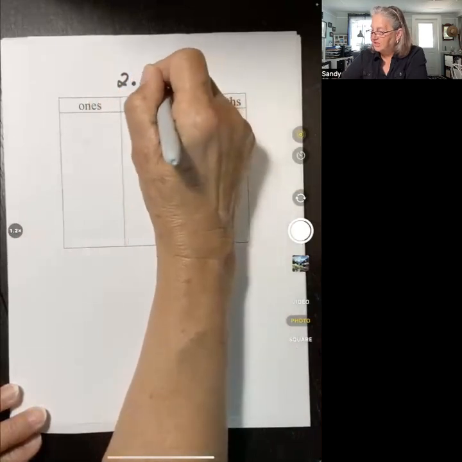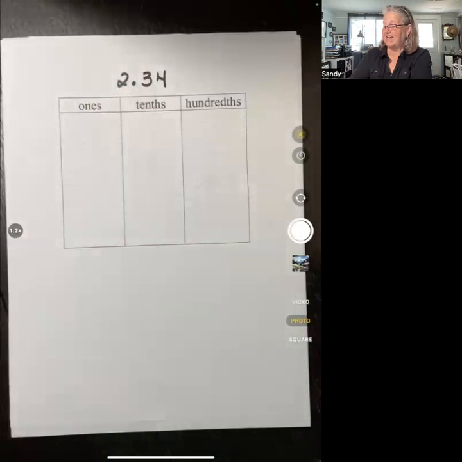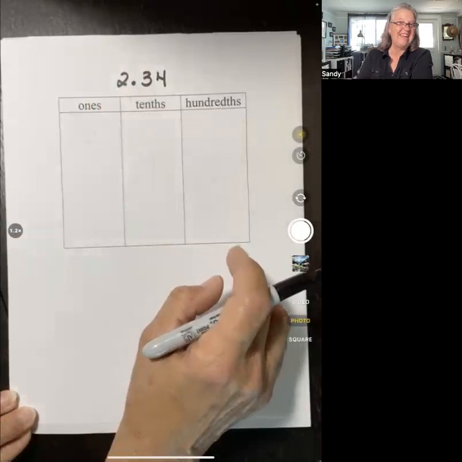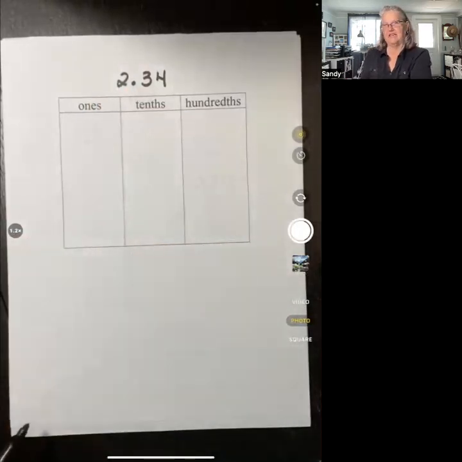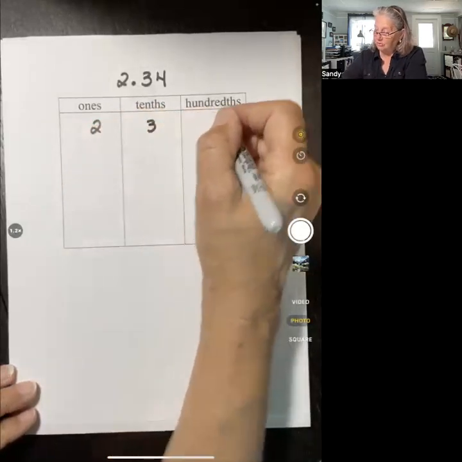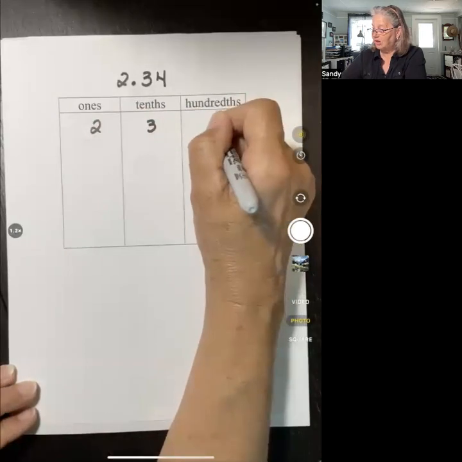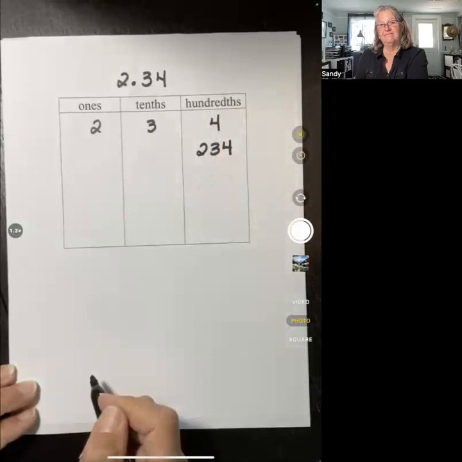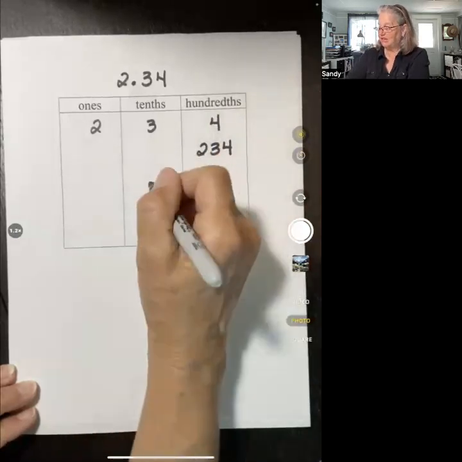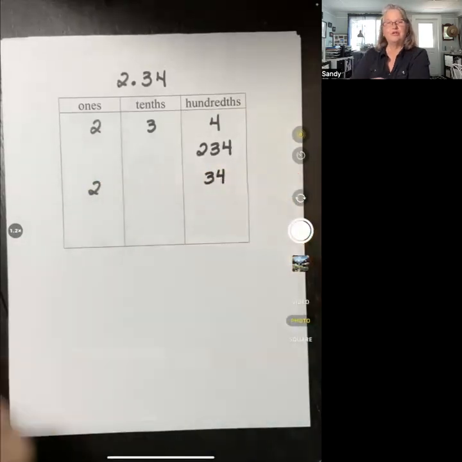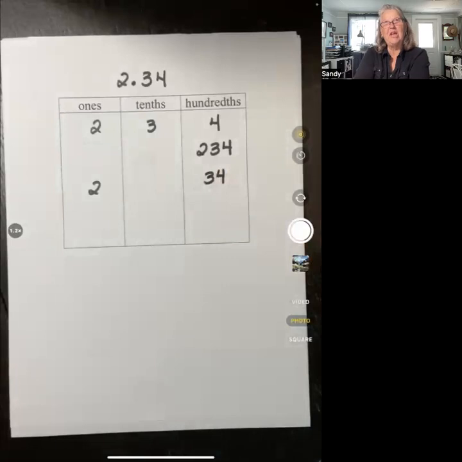I could use this with fractions, but my headings might be wholes, halves, thirds, fourths, sixths, eighths, right? Equivalent ways to make it. So again, I could do this with 2 ones, 3 tenths, and 4 hundredths. I could do it with 234 hundredths, right? I could do it with 2 ones and think of this as 34 hundredths, which is the way we talk about it. Okay, so equivalency, again, important idea.